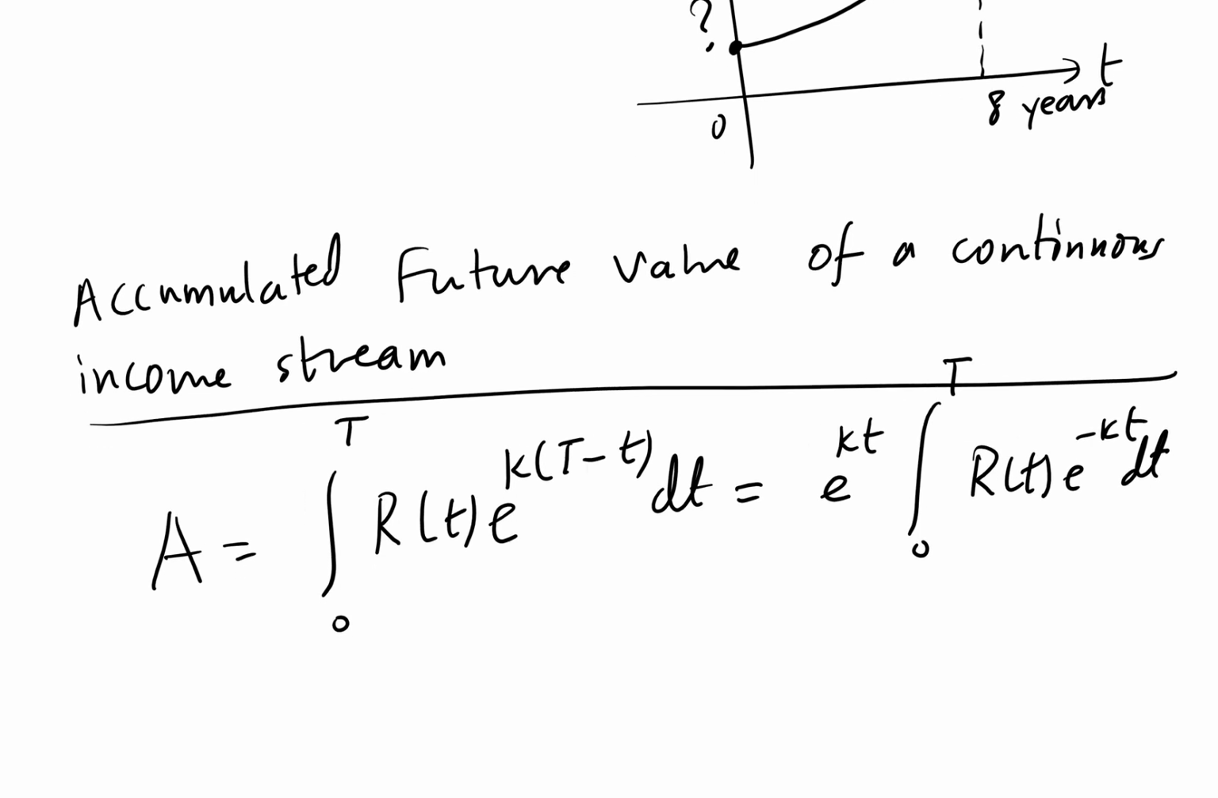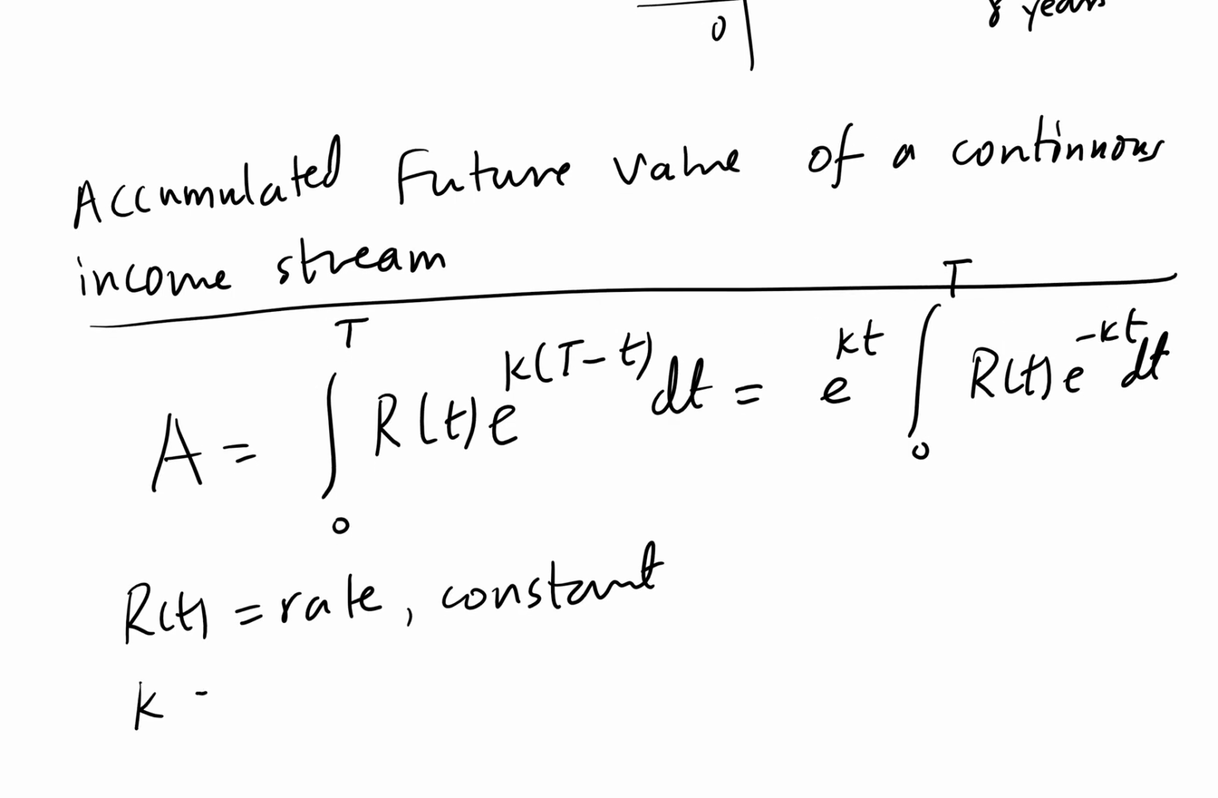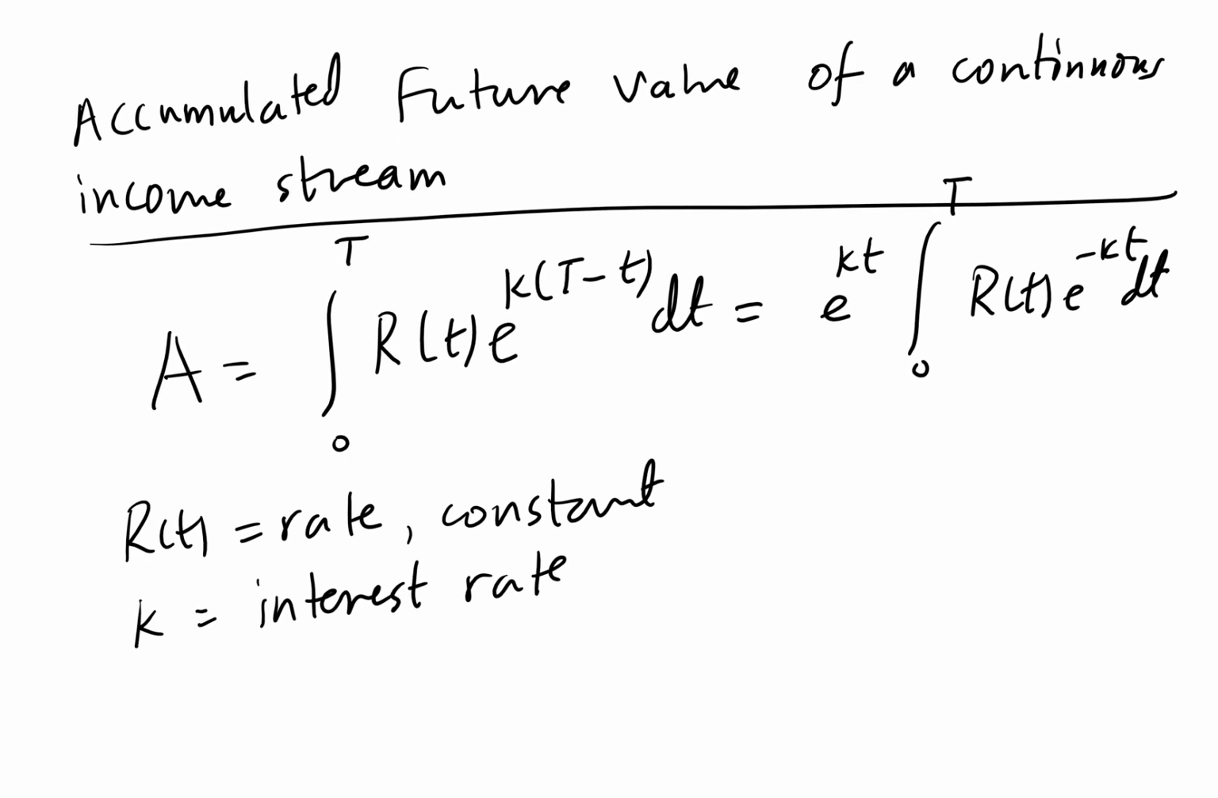What are these things? R of t, capital R of t, is the rate per year, and it's usually a constant given. k is the interest rate for compound continuously. Capital T is the number of years for which this thing is invested.